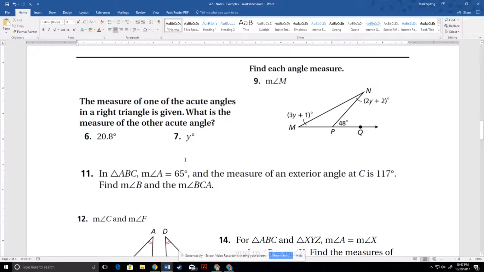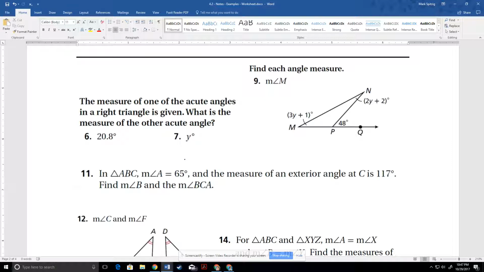All right, so here we go for 4.2. We'll get started here. It says the measure of one of the acute angles of a right triangle is given. What's the measure of the other one? So in this case, we have 20.8. So that's one of the other angles, right?